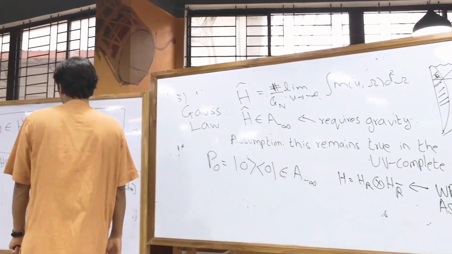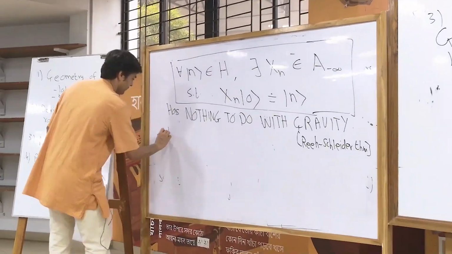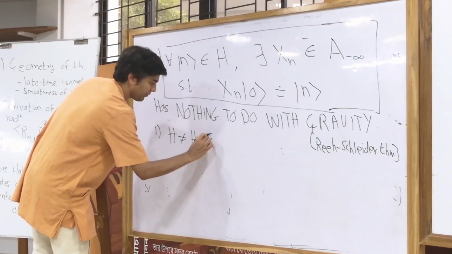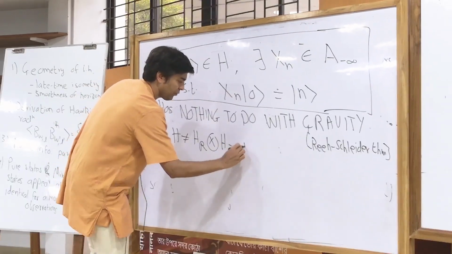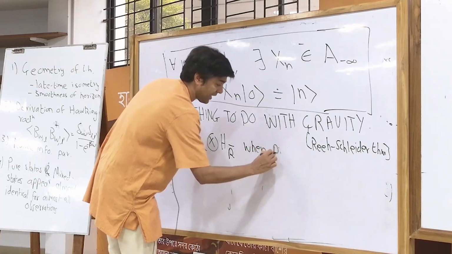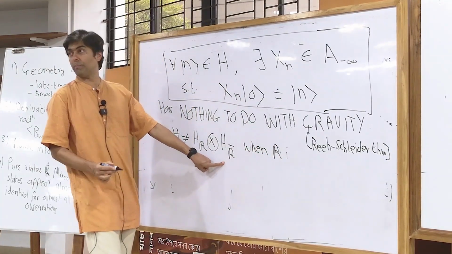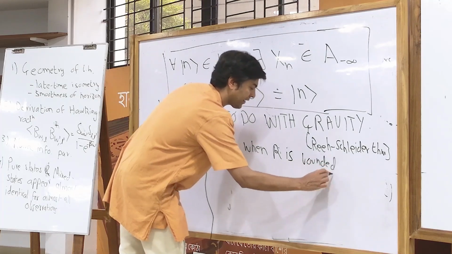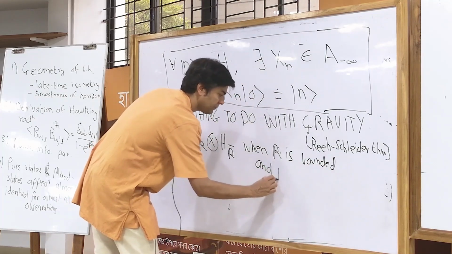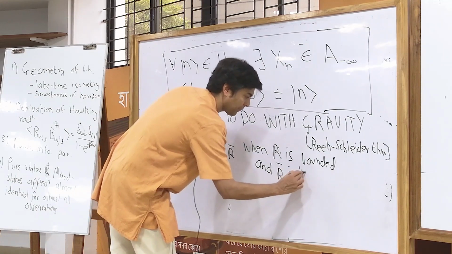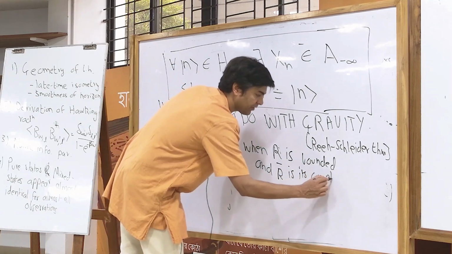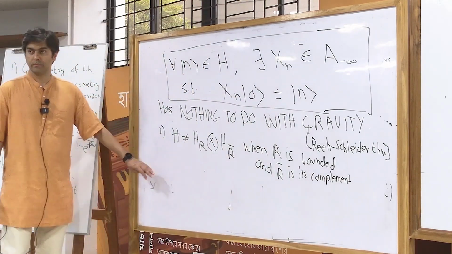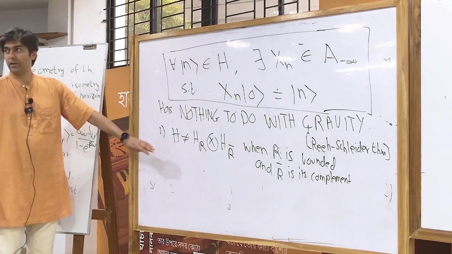Okay, so let me state some caveats, let me write them down. H is not equal to H_R times H_R bar when R is a bounded region. At other times it might be. So R bar always means the complement of R. Okay. And R bar is its complement. Yeah, so R was the region inside the horizon on the Cauchy slice and R bar was the region outside. Okay, so H is not given by this form.